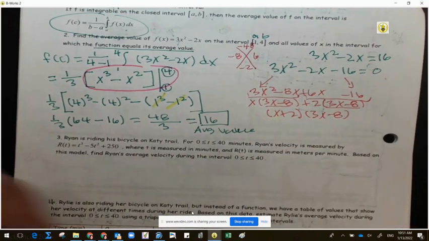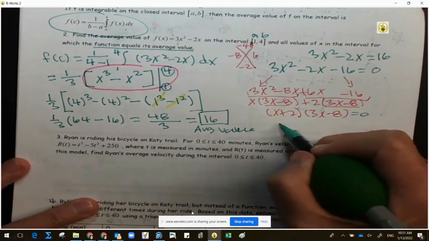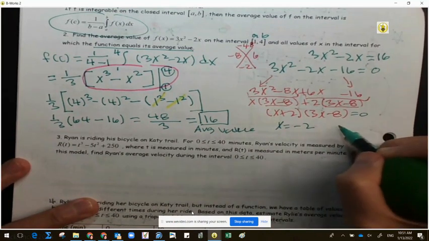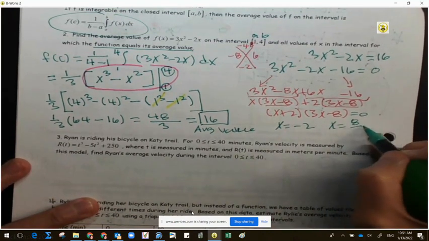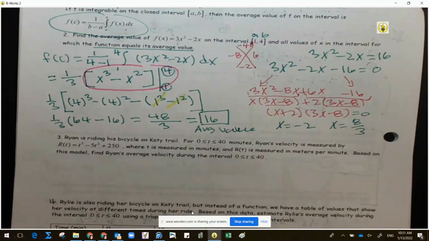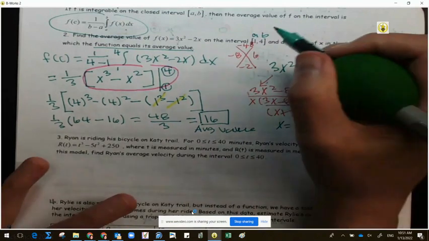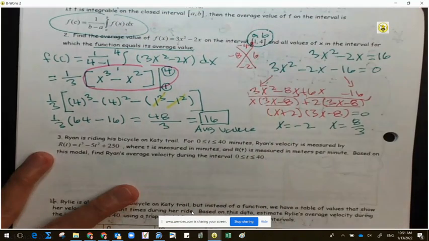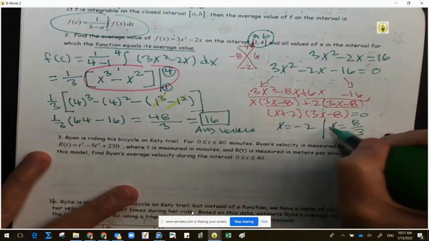And when you solve for 0 for both of them, the first one is going to give us negative 2. Second one will give us 8 over 3. But we have to make sure that's within the bound. Which one is within the bound of 1 and 4? 8 over 3. Done.